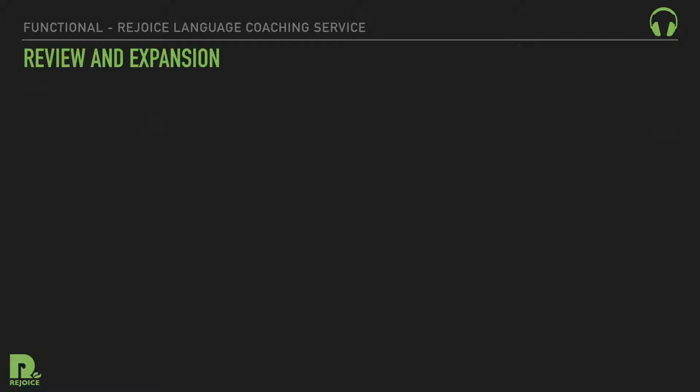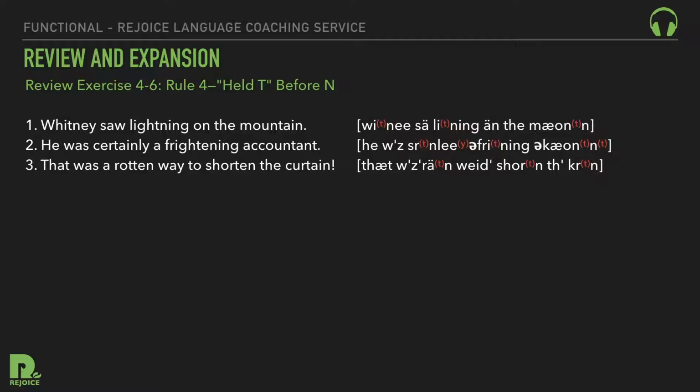Review exercise 4-6, rule 4. Held T before N. Whitney saw lightning on the mountain. He was certainly a frightening accountant. That was a rotten way to shorten the curtain.